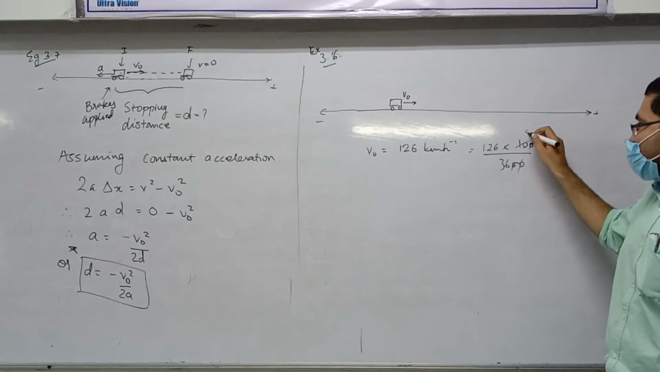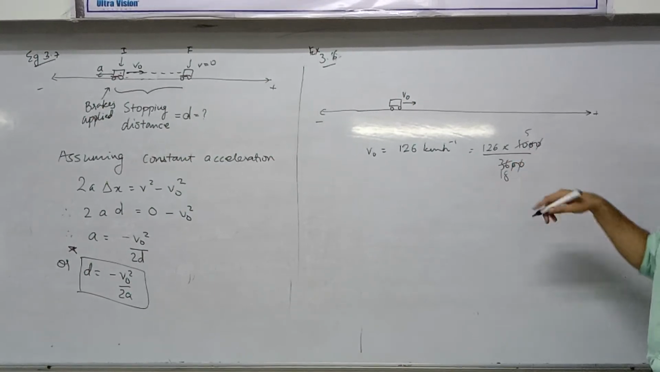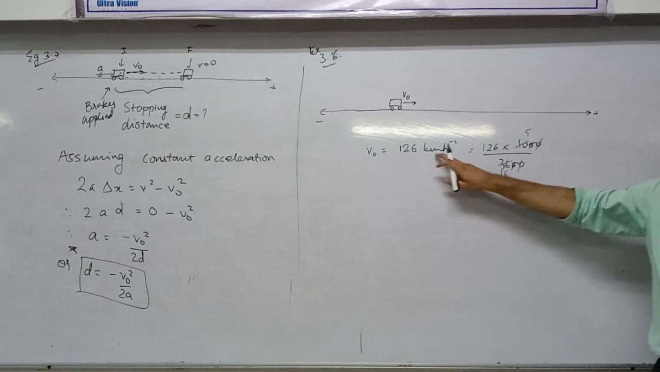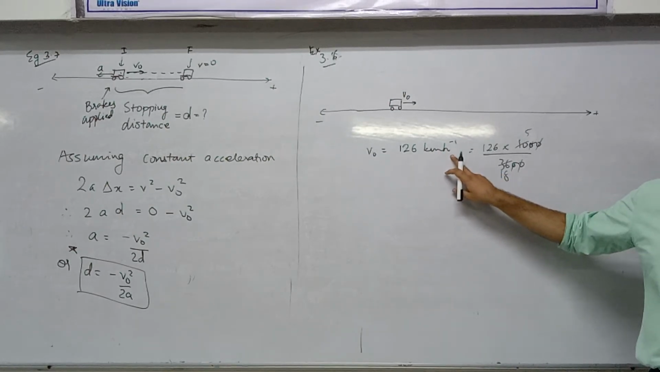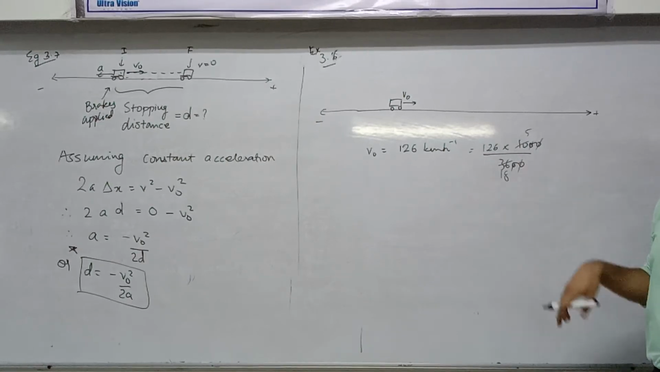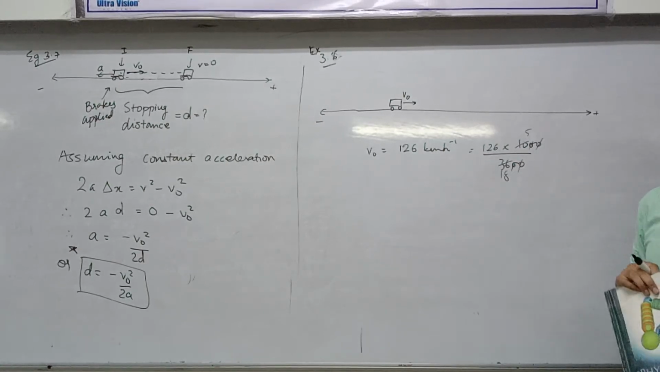And here's the shortcut, everyone. If you cancel all factors, it's just multiply by 5, divide by 18. If you can remember that. If you can't remember, no problem. Kilometer to meter, an hour to a second. Easy. Got it? So we are going to do it. Go and divide 126 by 18. How much is it?